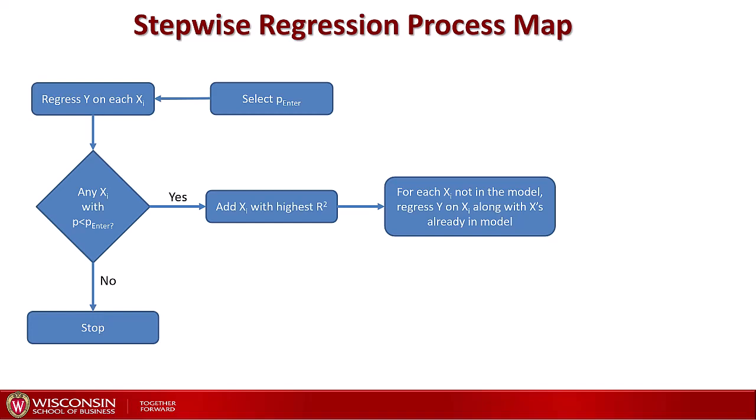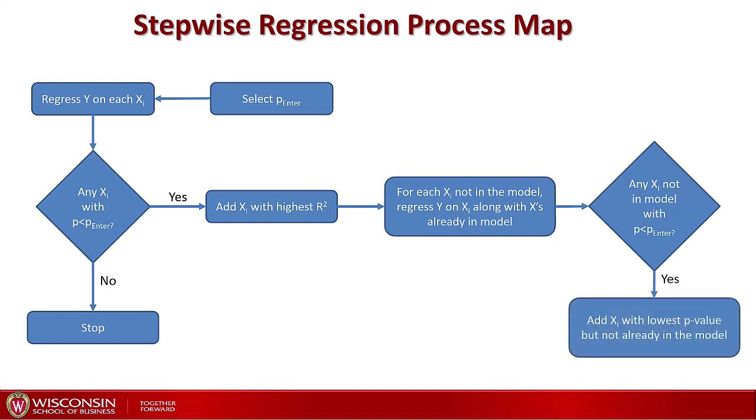Then again, we look at the p-value for each of these regressions for the new variable we try to add. If at least one of them has a p-value that's small enough, then we add the xi with the lowest p-value that is not already in the model. So now we have one that was selected before, and we are selecting a second one, so we should have 2 variables.